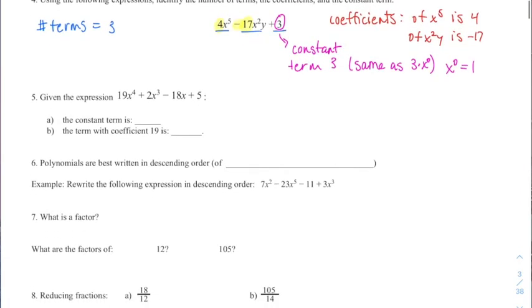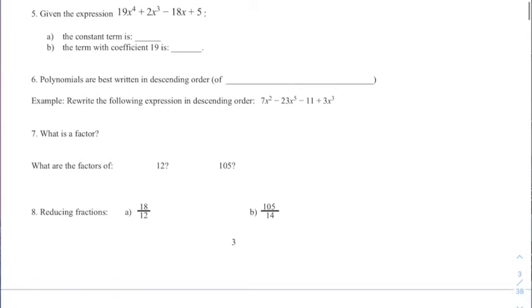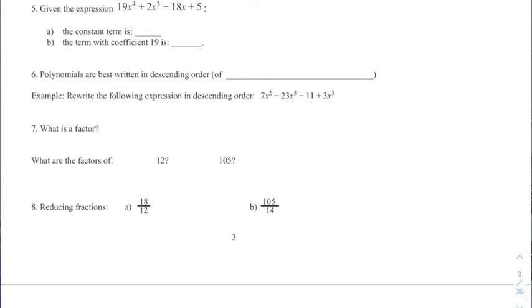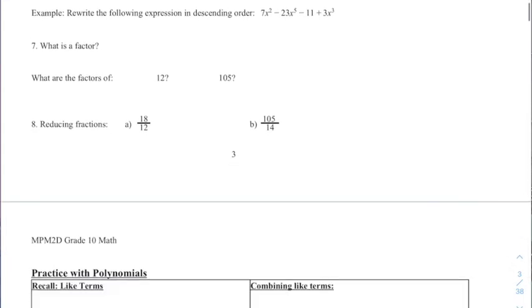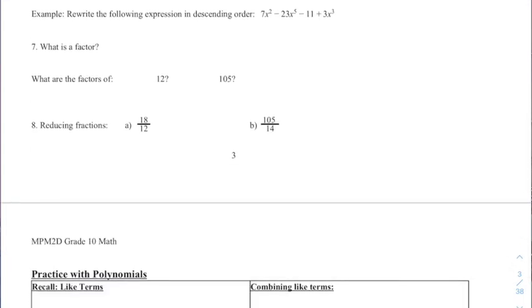Okay, so let's look at number 5. Actually, I'm going to ask you guys to do number 5 on your own, and you can check the notes later. Number 6, polynomials are best written in descending order of exponent on variables.